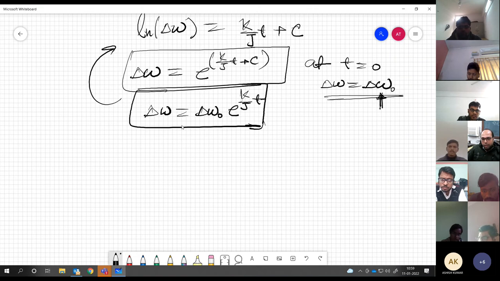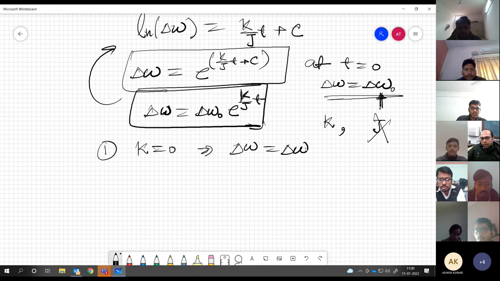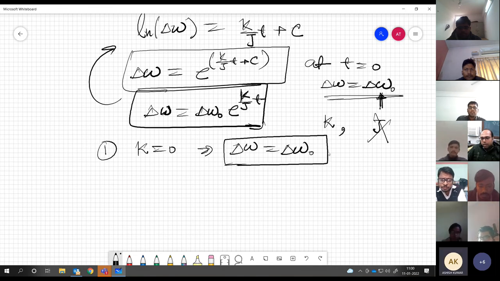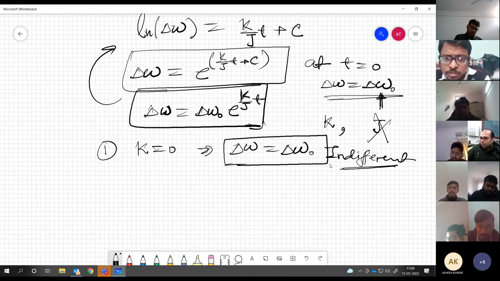Now tell me, under what condition will this delta omega converge to zero, or remain at delta omega naught, or grow infinitely? See, there are only two parameters over here, k and j. J is fixed. Now first option, if I ask, if k equal to 0, what will happen? Indifferent. Delta omega will always be equal to delta omega 0. This is the indifferent condition, which means whatever perturbation you give, it is going to remain at that. It is not going to change. Am I correct?